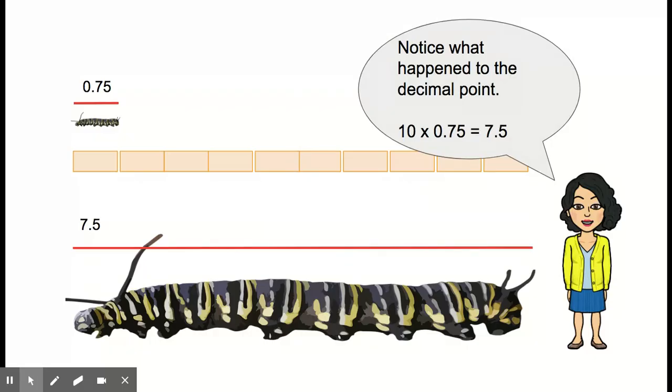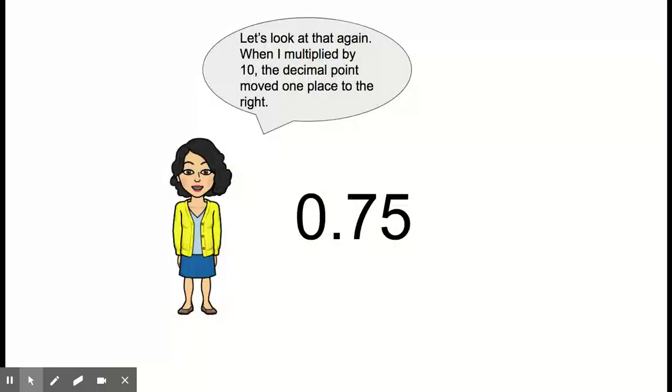Notice what happened to the decimal point when I did 10 times 75 hundredths. Notice that it used to be right here in front of the 7, but that it moved one place to the right so that it is now behind the 7. Let's look at that again. When I multiplied by 10, the decimal point moved one place to the right.